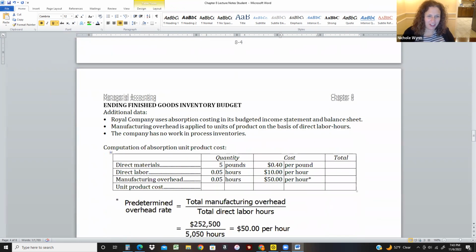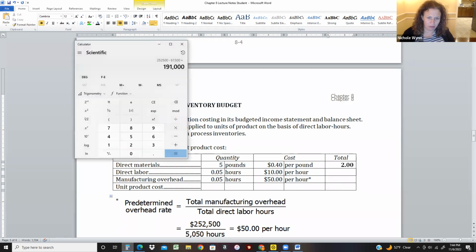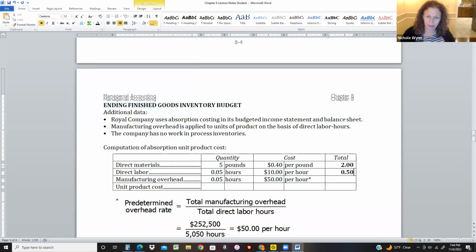So the next budget isn't really a budget, but we're going to use it to do some stuff on our balance sheet. So what I want to know is what is the ending finished goods inventory? So the first thing I want to know is what does it take to make 1 unit? So 1 unit is 5 pounds of sugar at 40 cents a pound. I think that's $2. So let me check that. 5 times 0.4, 0.05 times 10. Remember, each unit takes me 3 minutes to make. We pay our people $10 an hour. So every unit takes me 50 cents of labor.